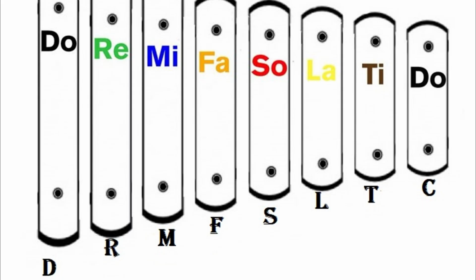Let me break it down for you. D equals do, low. R equals re. M equals mi. F equals fa. S equals so. L equals la. T equals ti. C equals do, high. C is now our high note, and in Scratch, we'll match it to the sound C2 electric piano.